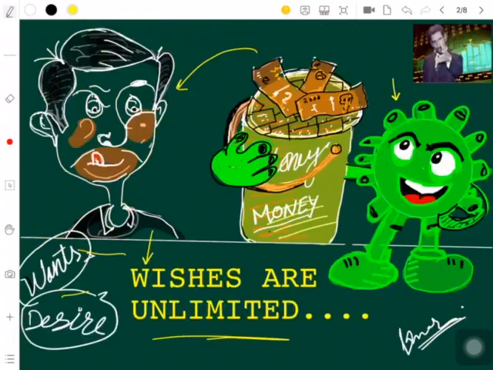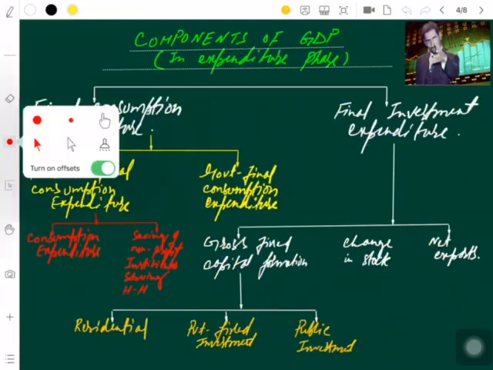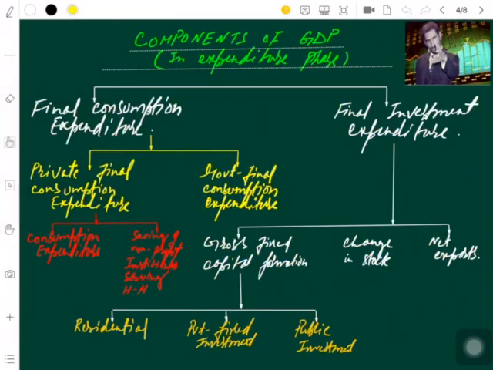What remains is to understand the whole scenario once again in a jiffy, which I promised you in a flowchart that I have made in advance for you, so that we may save some time. Components of GDP, I'll use an arrow, I won't use any pen this time. Okay, components of GDP in expenditure phase.